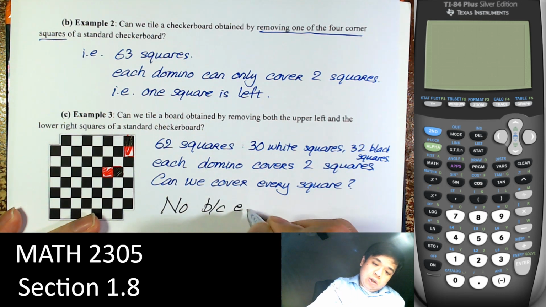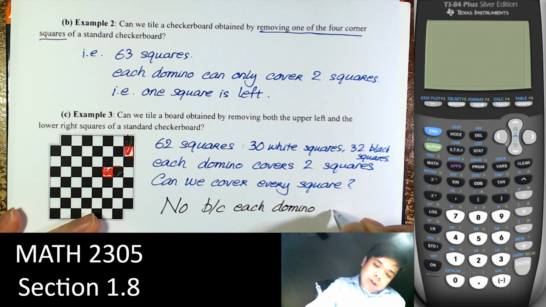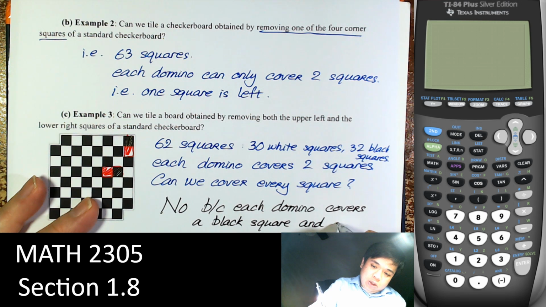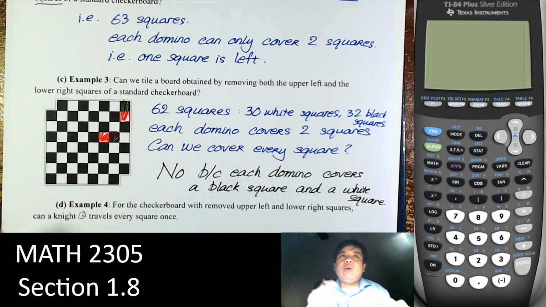Because each domino covers a black square and a white square. So that's why it did not work. Right. Now something even more interesting.